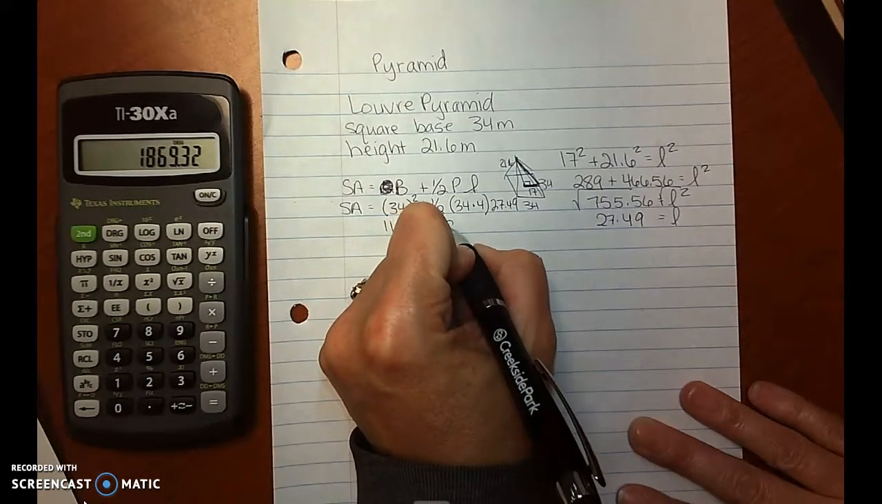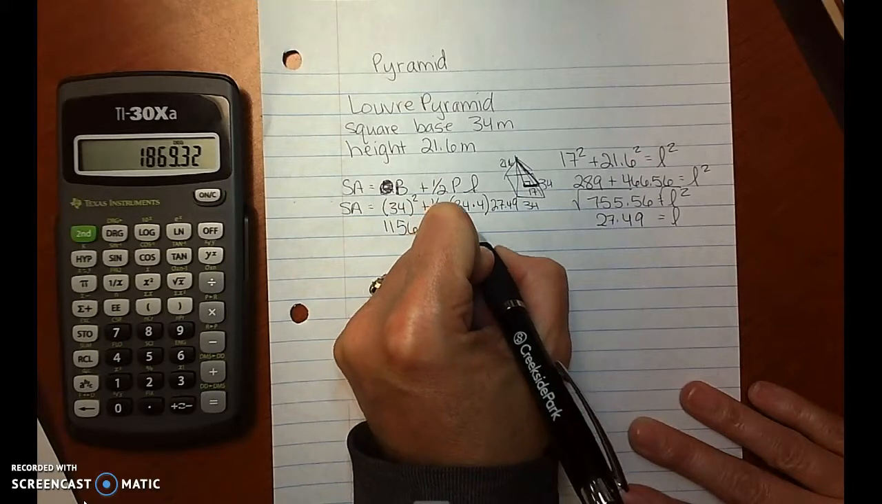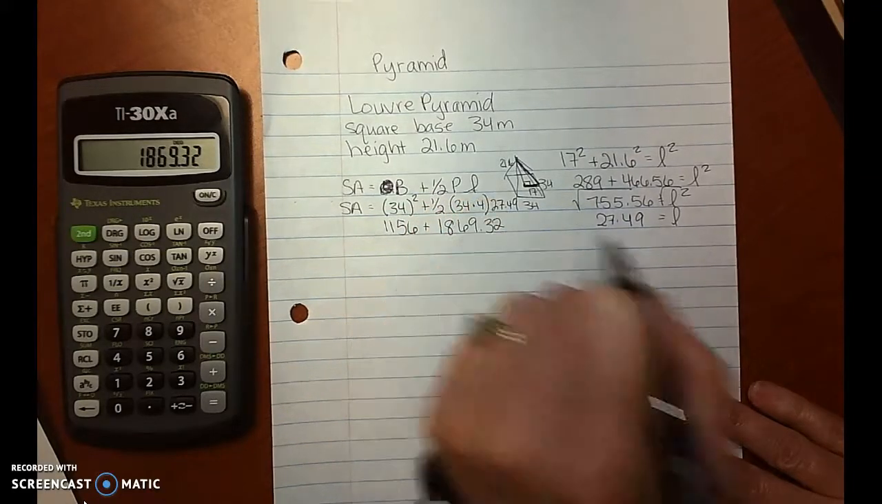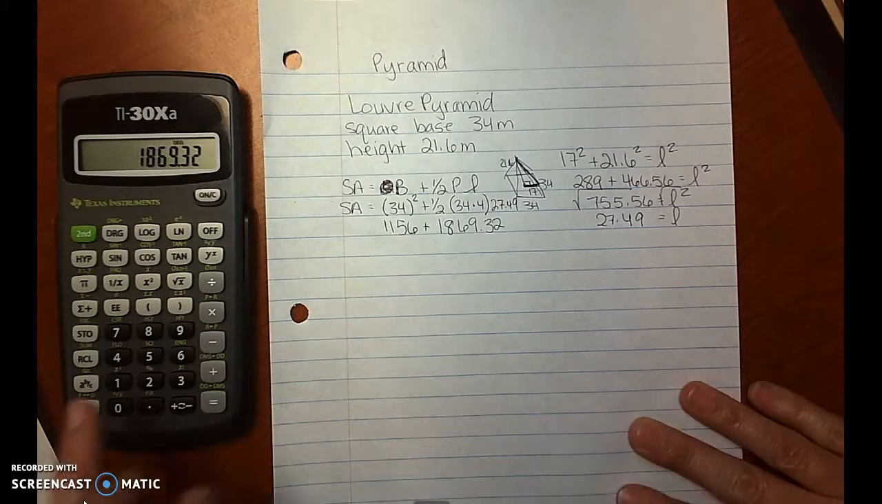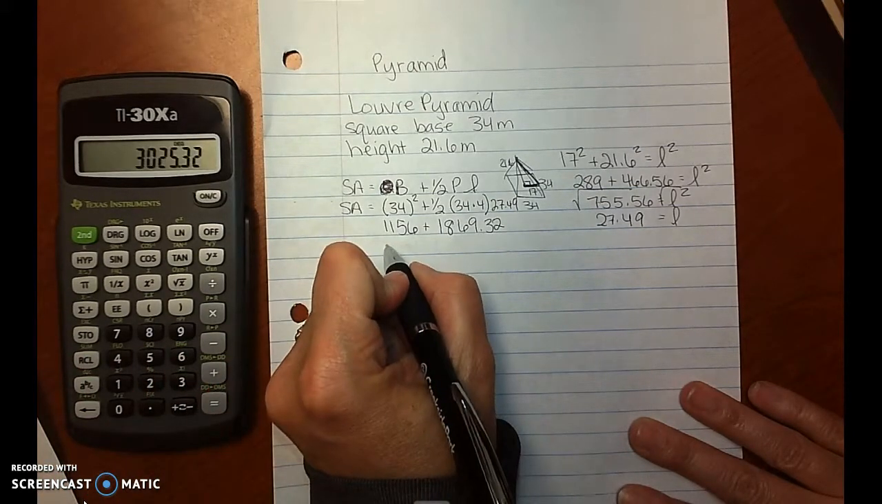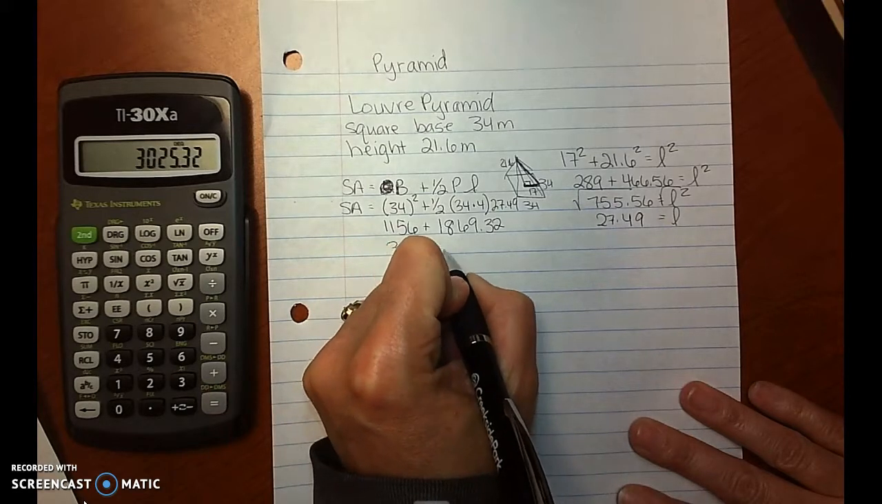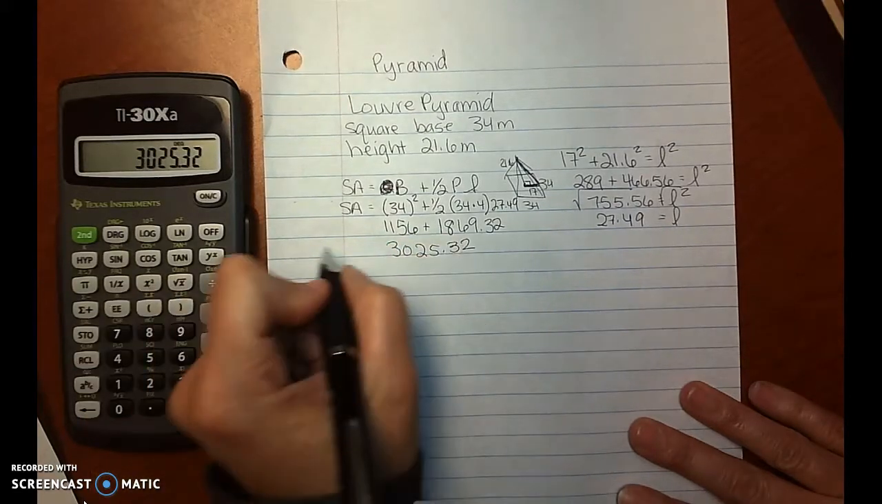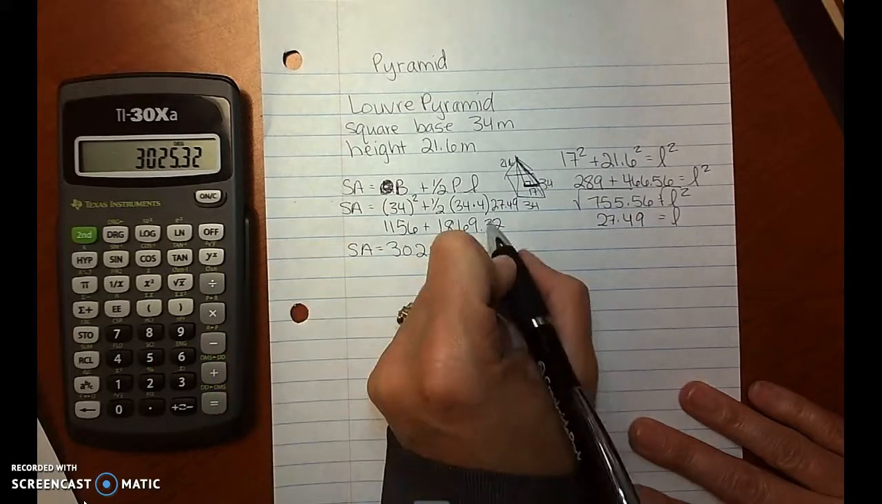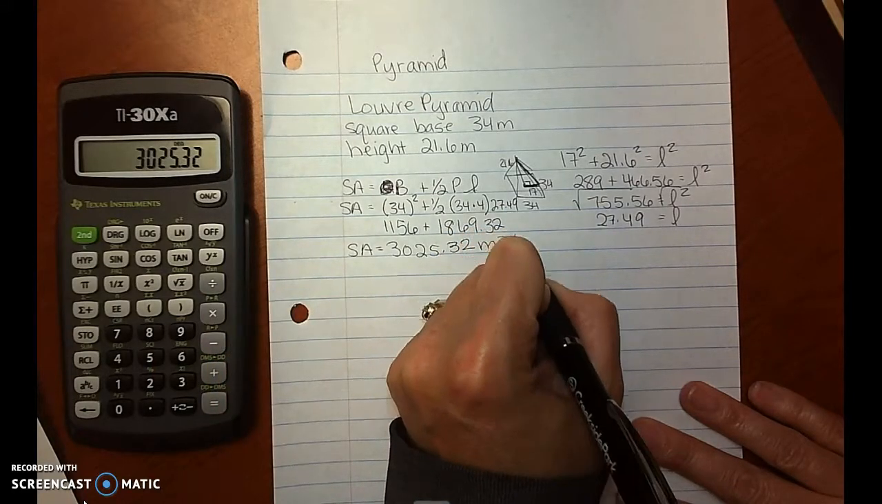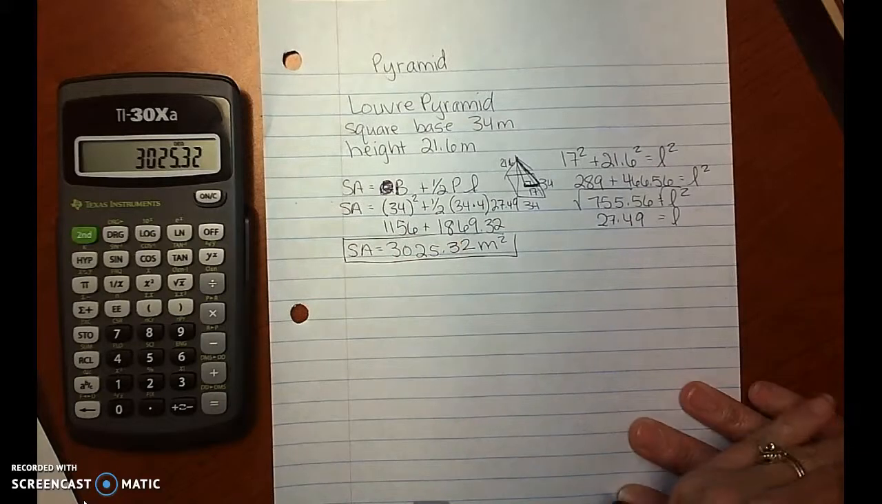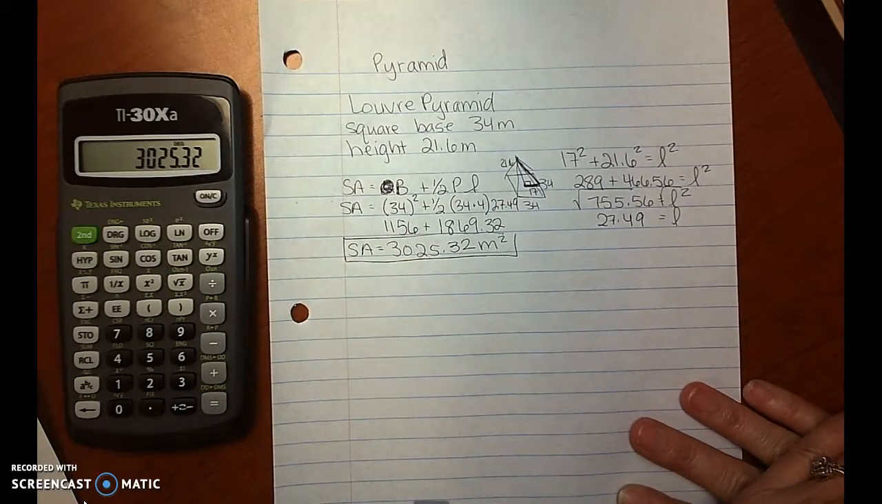And I get 1,869.32. Then I'm going to add those two together. And I get a surface area of 3,025.32. That's my surface area, and that's going to be in meters squared. And that is calculating my surface area.